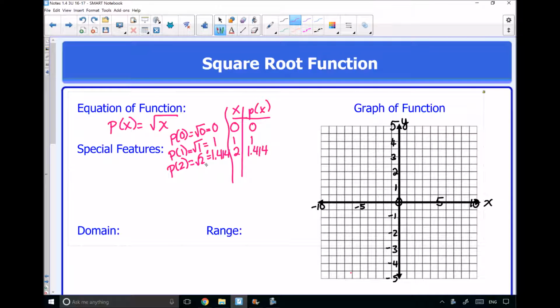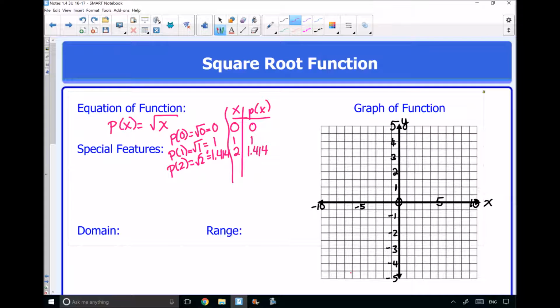So taking the square root of 2 right here is not as useful for graphing, with 1.414. Obviously, you can plug in whatever values you want, but I'm going to choose numbers that I can take the square root of evenly just so I can get my graph.